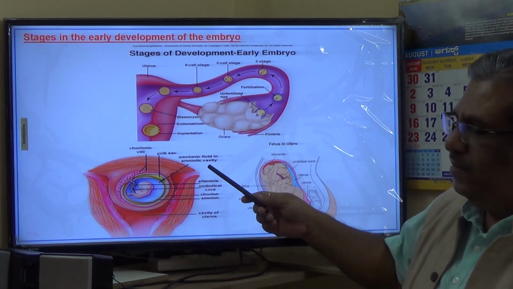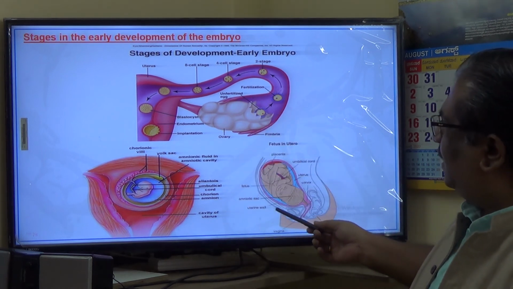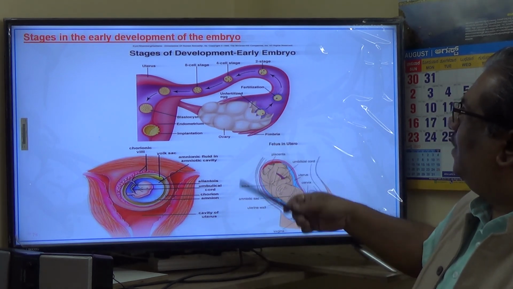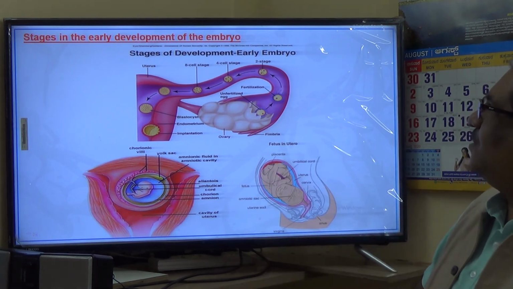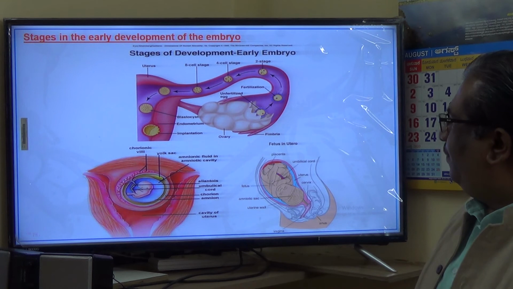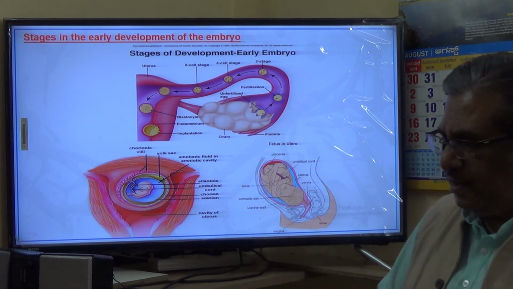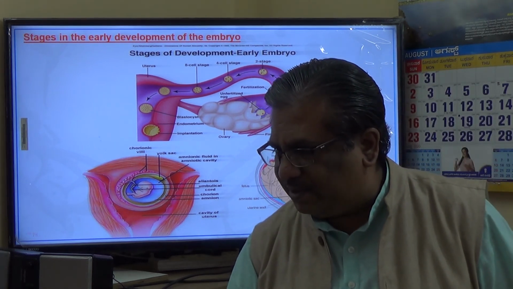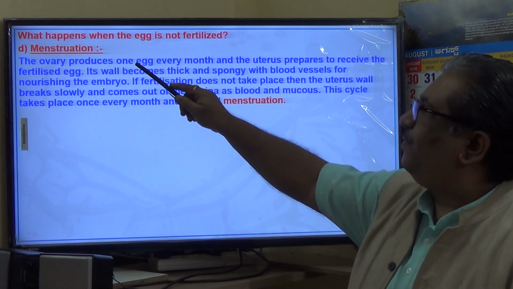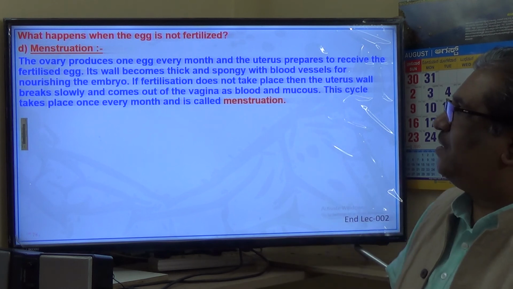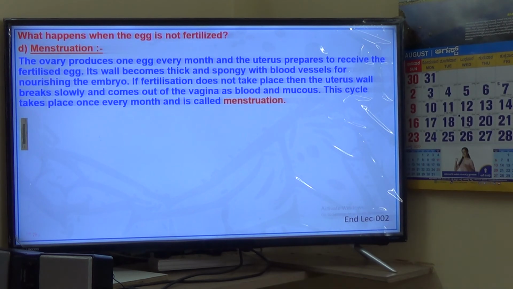Next here you have some diagrams, which you can have a look at. Okay, this is how the diagram looks like, stages of early development and all. Can have a note of this. Yeah, next is what happens when the egg is not fertilized. Important, just a moment, no disturbance.